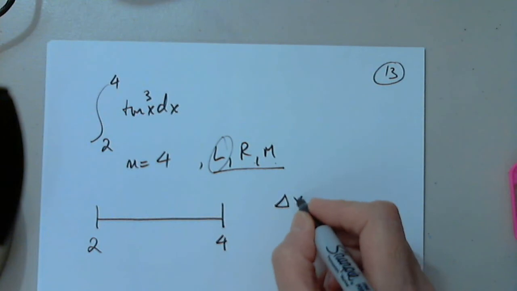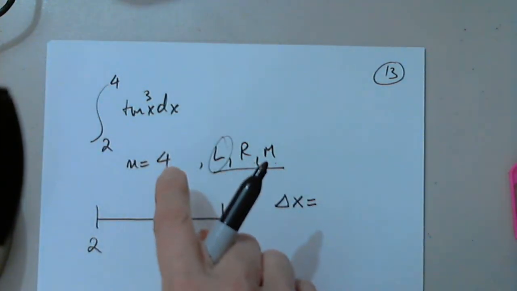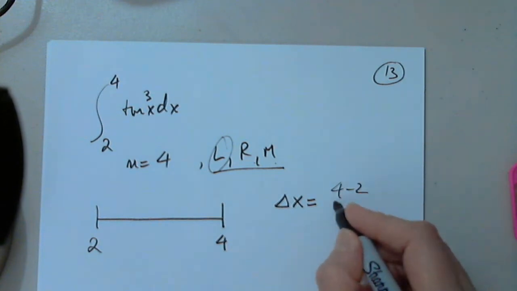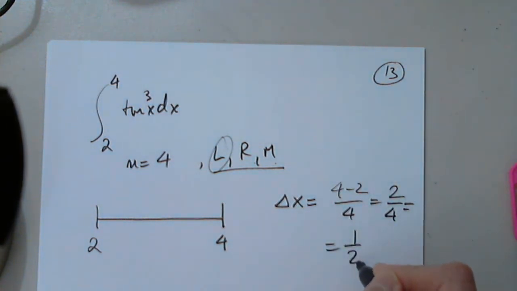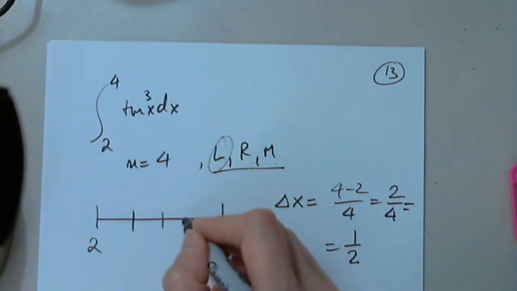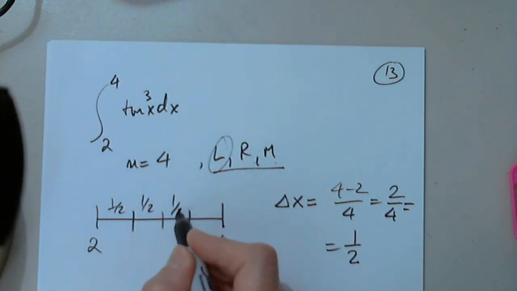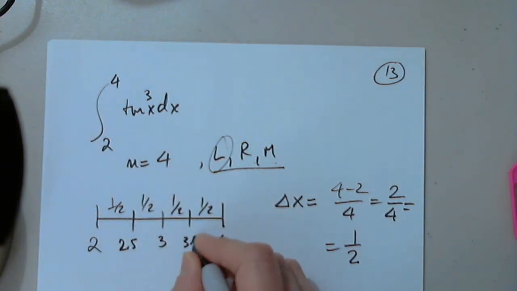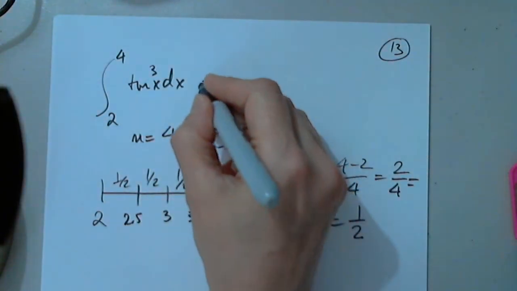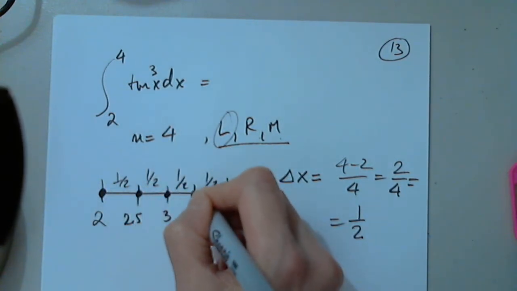I have to find delta x, which is 4 minus 2 over 4. 4 minus 2 over 4 is 2 over 4, which is 1 half. Okay. So this is 1 half, this is 1 half, this is 1 half, this is 1 half, and this is 3, and this is 2.5, and this is 3.5. So then the left points will be 1, 2, 3, 4.